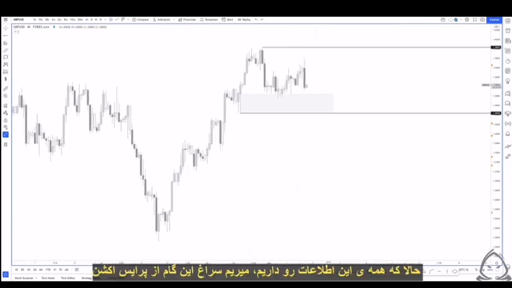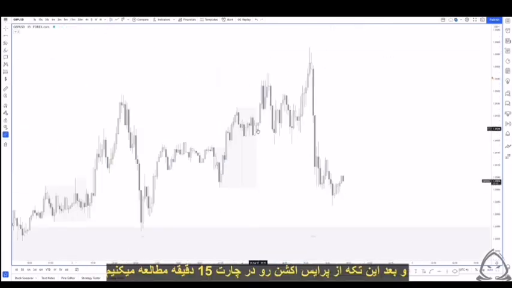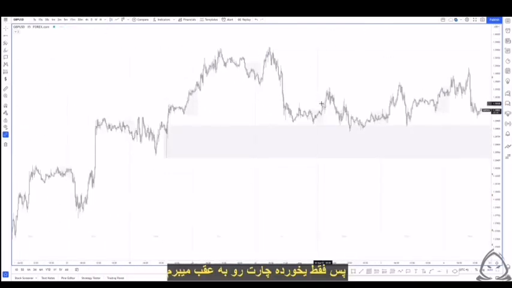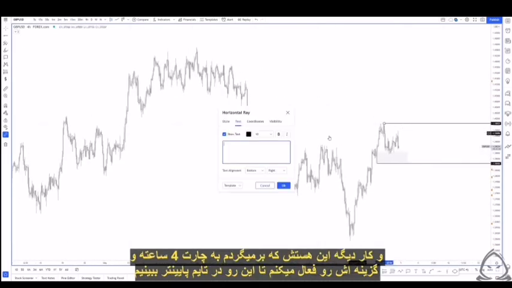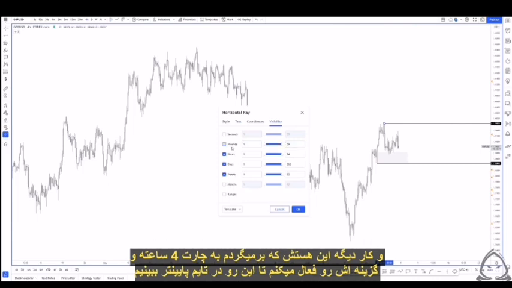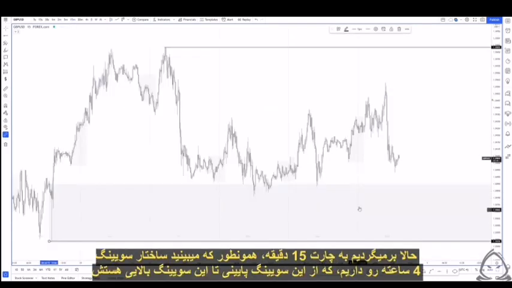So now that we have all of that information, we're going to really look into this leg of price action and then study this bit of price action on the 15-minute chart. So I'll just move the chart back a little bit. One thing I'll do is go back to the 4-hour chart and add visibility so we can see this on the lower time frames. Perfect. So now we'll jump back into the 15-minute chart.